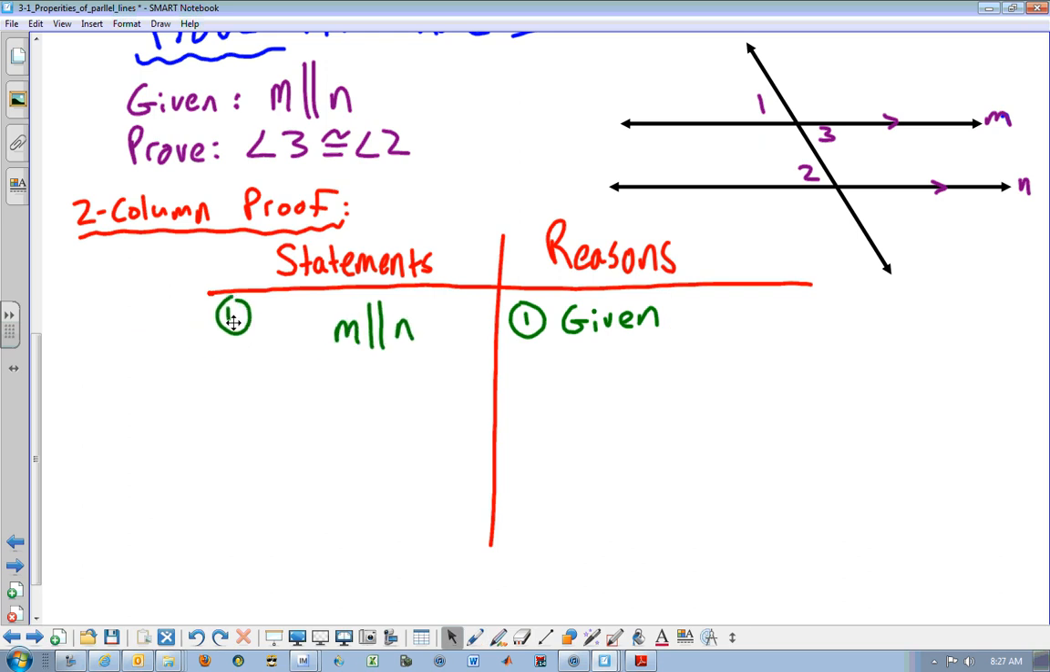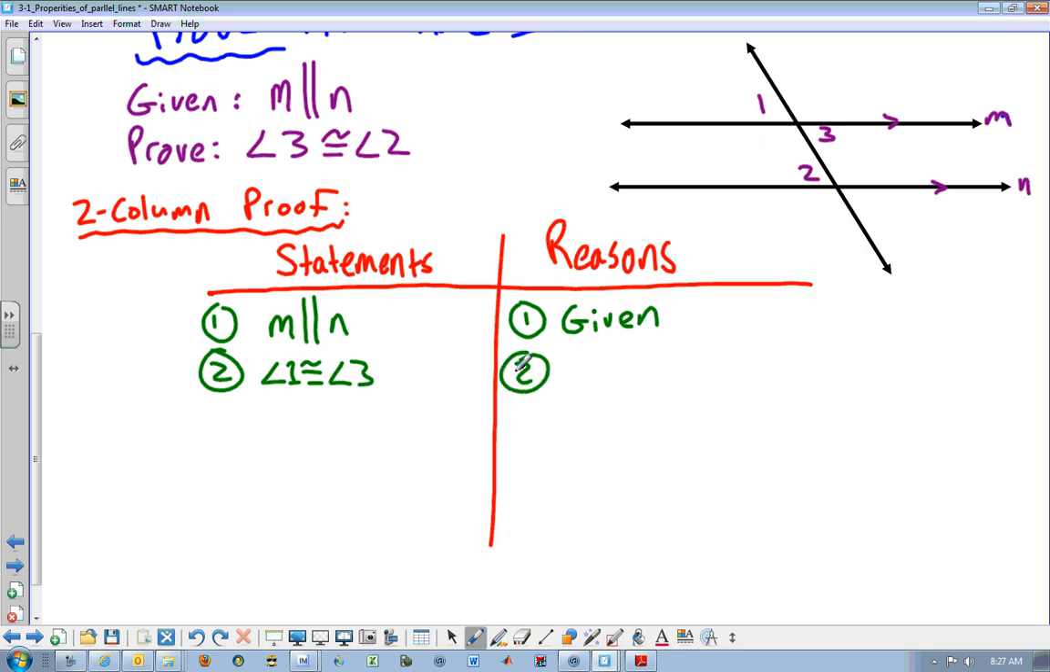All right. So let's say one more thing here. Let's go with maybe what Zach said there. Angle 1 is congruent to angle 3. And why is that? I have a reason. You said vertical angles. So that is our vertical angle theorem.